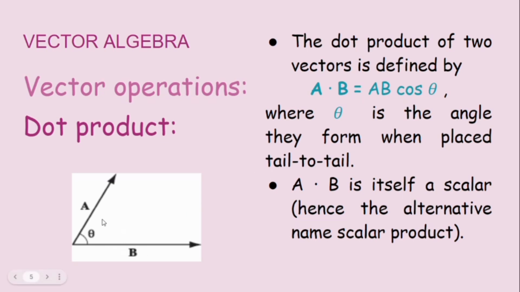This is the vector B and this is vector A. We will take the components of this vector. This will be the vertical component of A, A sin theta, and this will be the horizontal component of A, A cos theta. So this A dot B will become AB cos theta. This is A cos theta with B.